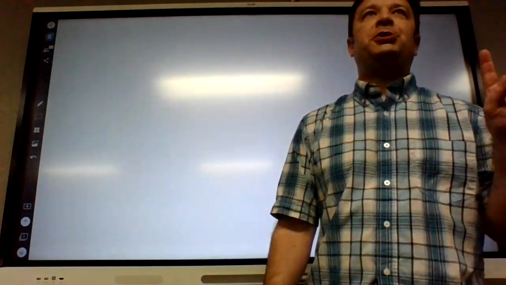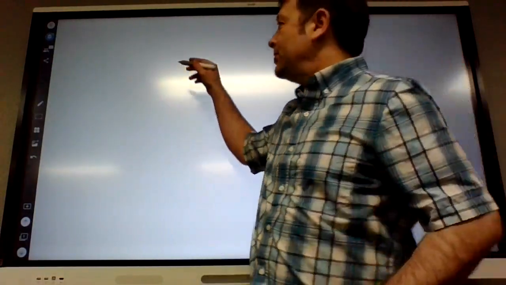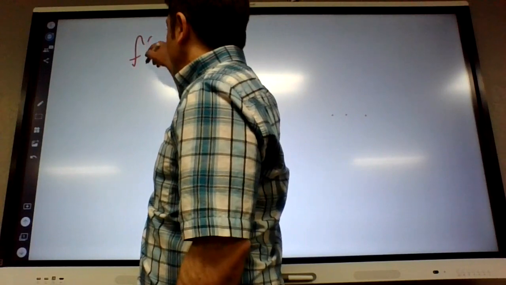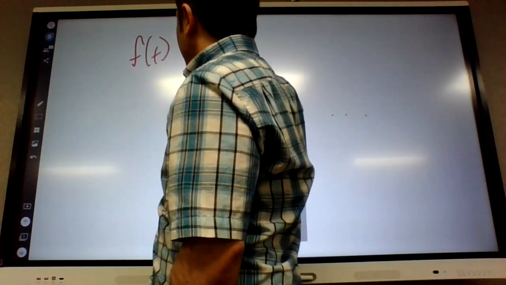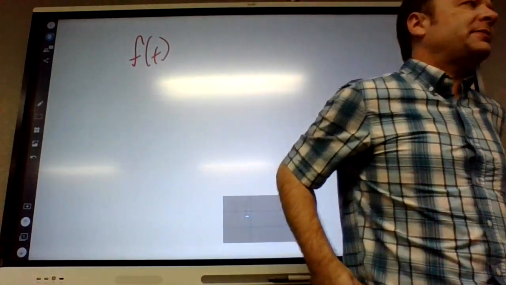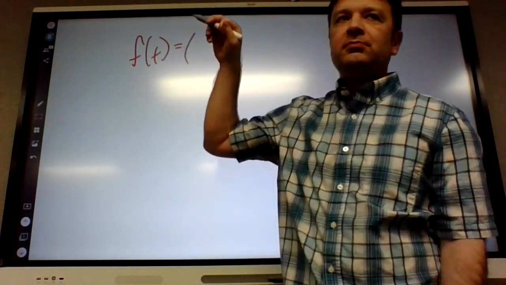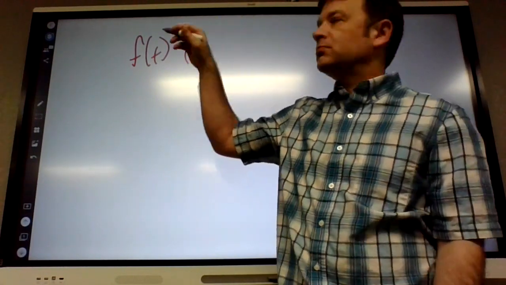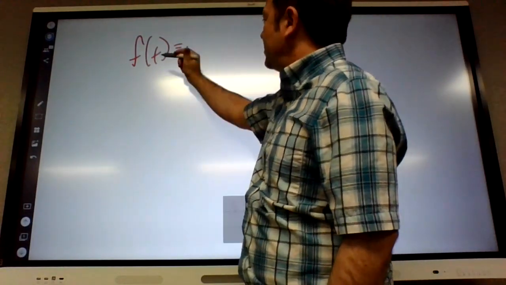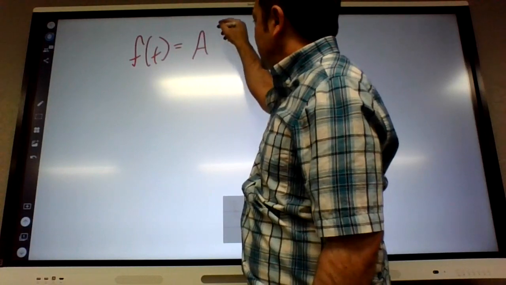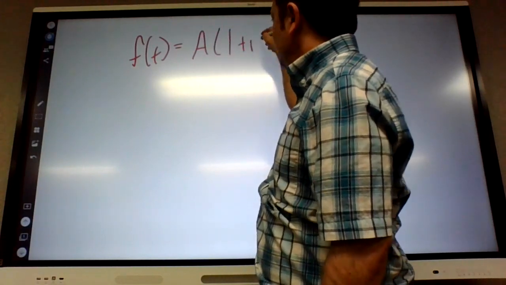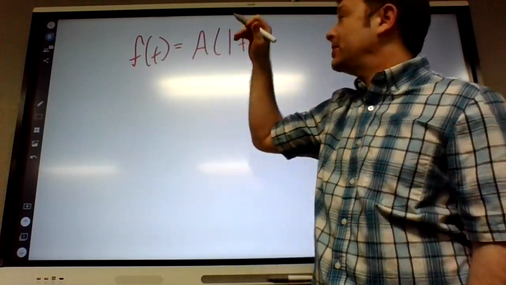Two formulas you need to know. One of them is the basic exponential growth formula. Do you guys remember what that one looks like? So we're going to have to memorize R. Yeah, probably. They're almost identical though. They're almost the same thing.